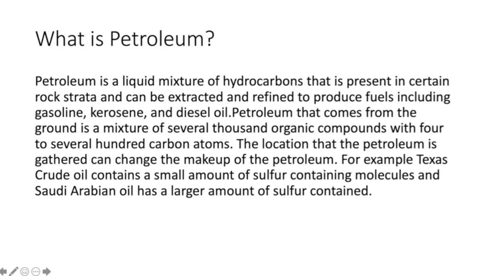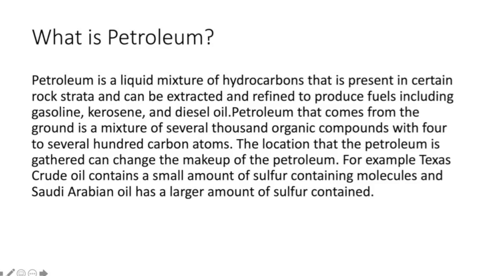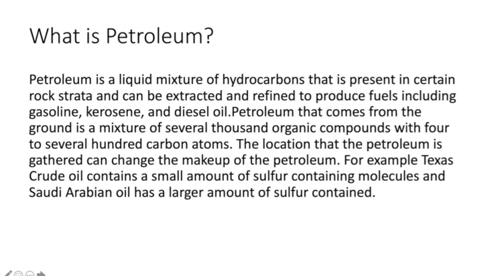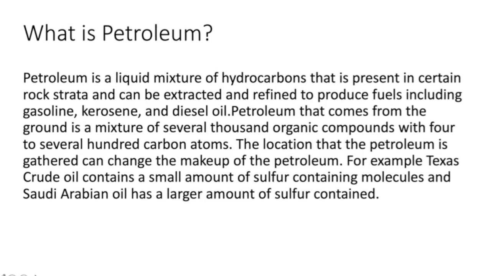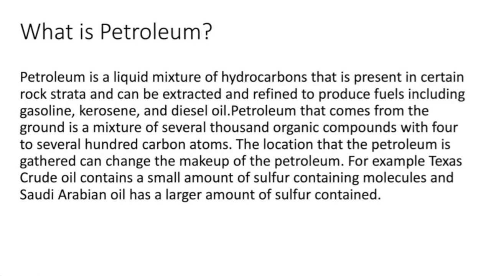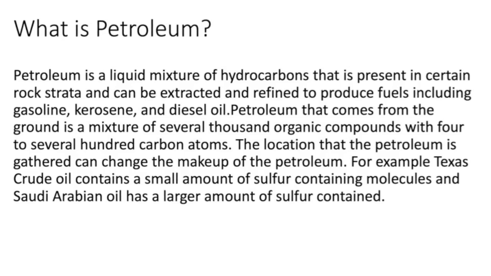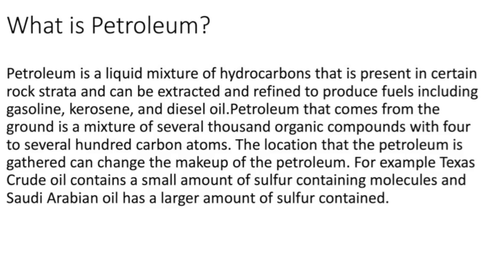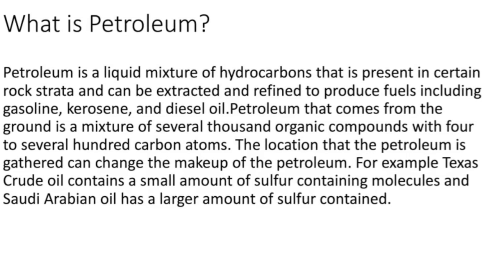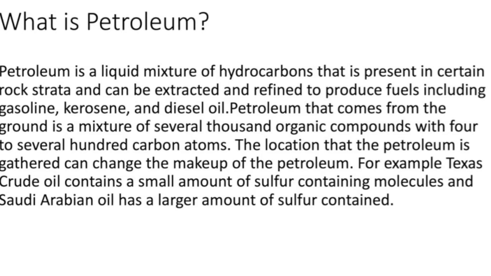What is petroleum? Petroleum is a liquid mixture of hydrocarbons that is present in certain rock strata and can be extracted and refined to produce fuels including gasoline, kerosene, and diesel oil. Petroleum that comes from the ground is a mixture of several thousand organic compounds with 4 to several hundred carbon atoms. The location that the petroleum is gathered can change the makeup of the petroleum. For example, Texas crude oil contains a small amount of sulfur-containing molecules, and Saudi Arabian oil has a larger amount of sulfur contained.